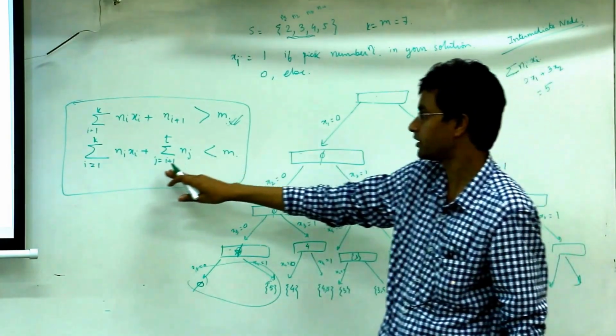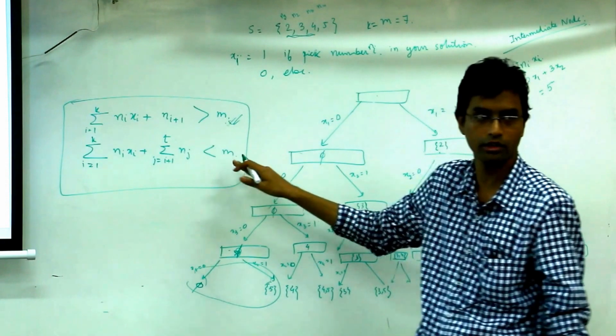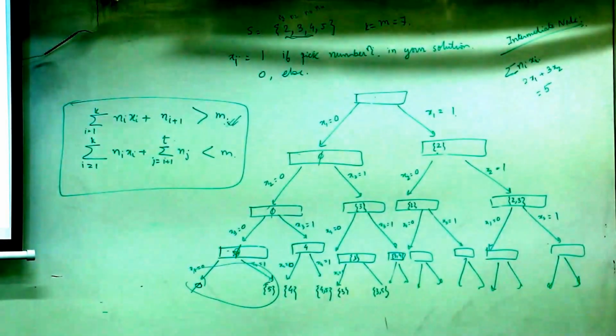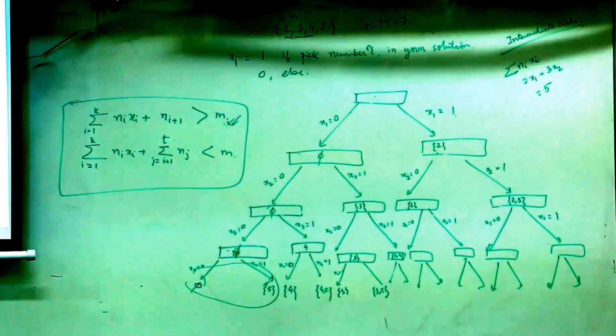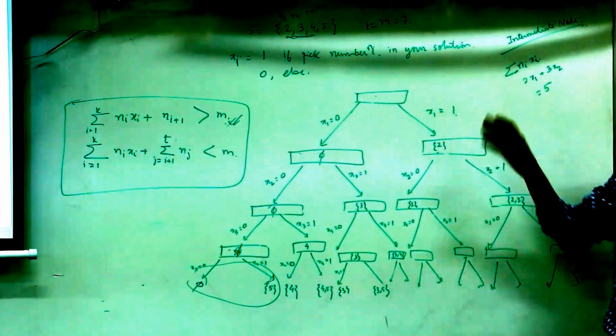And this constraint says that you have included some elements, and even if you include all of the remaining, then also you are not able to reach m. Right? So you can just cancel all the remaining subtrees. So this is an example of backtracking where you have this pruning mechanism.